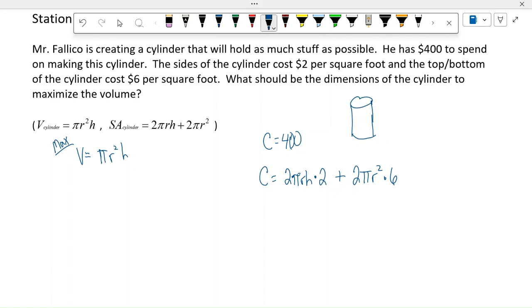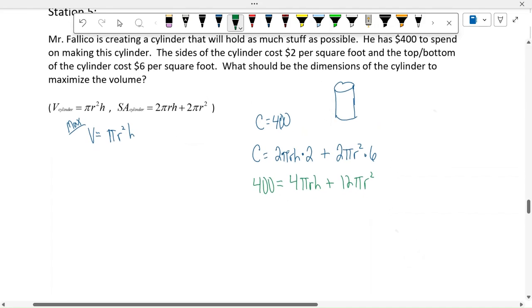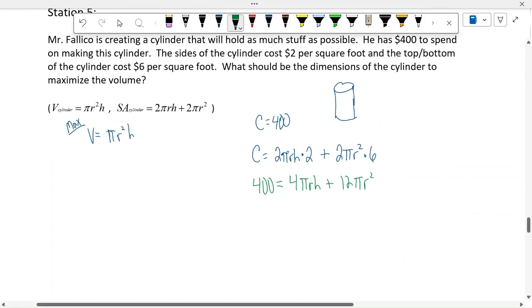This is what I know to be true. I can plug 400 in for C. Multiply a little bit. That's 4 pi r h plus 12 pi r squared. And again, this equation is true. I'm not trying to minimize or maximize anything with this constraint, with the thing that I know. So I'm not taking a derivative. What I am going to do is try to solve this equation for one of my variables.